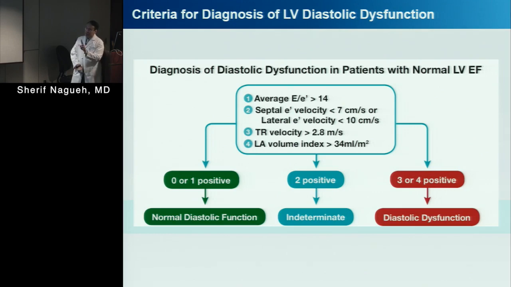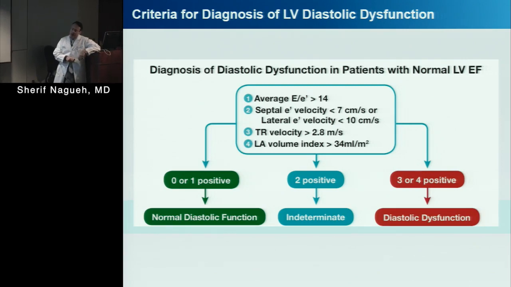So I see now two comments. The other 3 parameters. So one of the responses is that LA volume index is not the only variable. It's one of the other variables. But there are actually studies that looked at indexing LA volume for body height raised to different powers, one of them 2.7, and one of them just to body surface area.